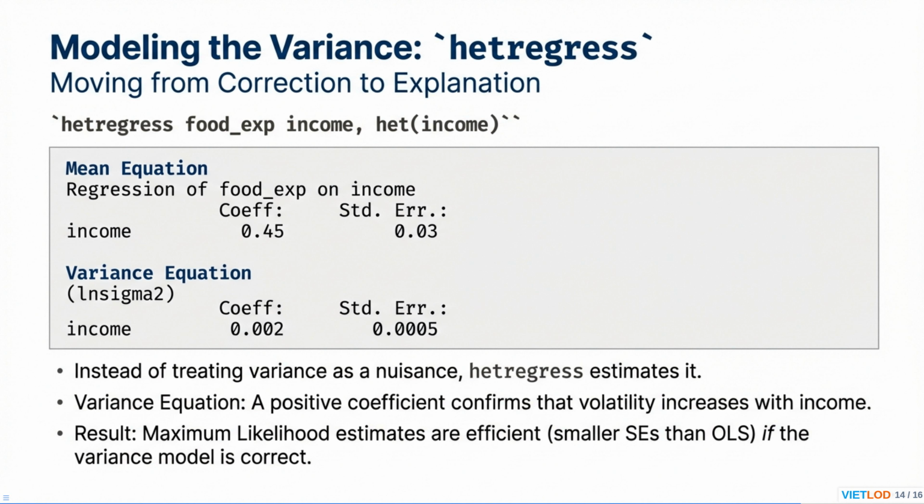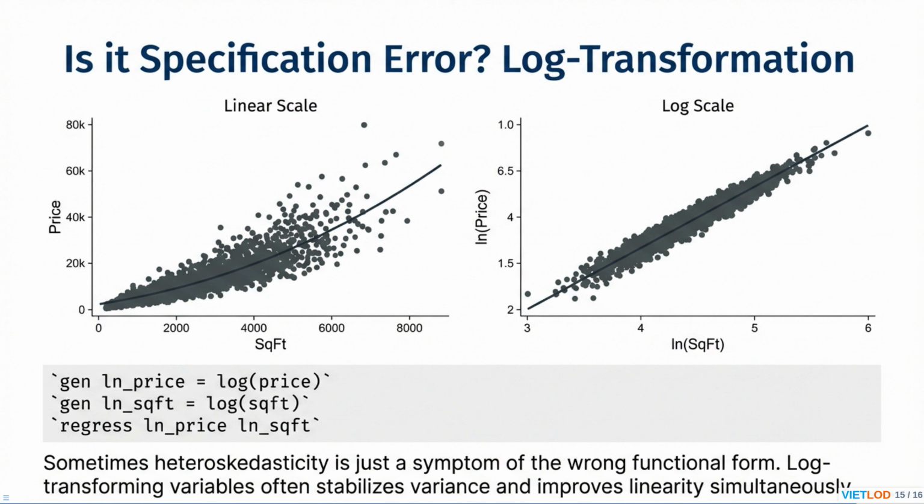Instead of simply correcting standard errors and treating variance as a nuisance, we can use the hetregress command to model it directly. This moves us from mere correction to explanation. In this example, the variance equation shows a positive coefficient of 0.002 for income, confirming that volatility in food expenditure increases as income rises. A key benefit is that maximum likelihood estimates are more efficient than OLS, meaning they provide smaller standard errors, provided that your variance model is correctly specified.